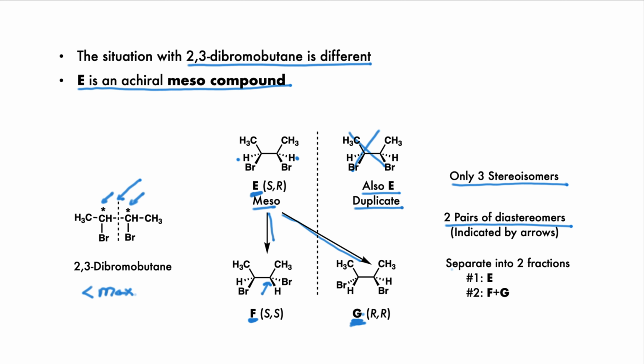Finally, let's note that if you have a mixture of all 3 stereoisomers, it can be separated into 2 fractions. One fraction is the meso compound E, and the other fraction is the pair of enantiomers F plus G.